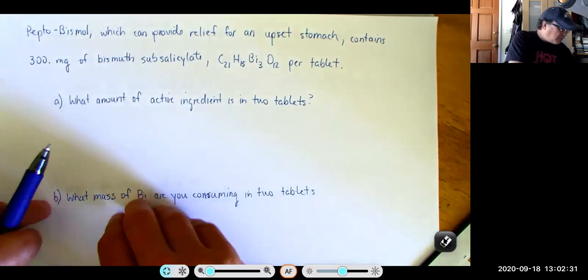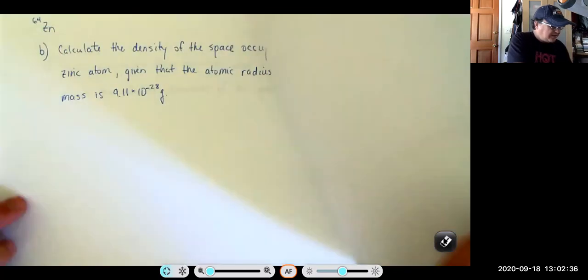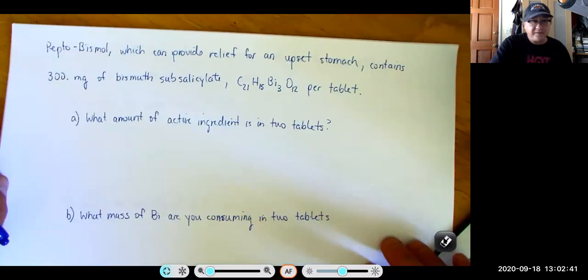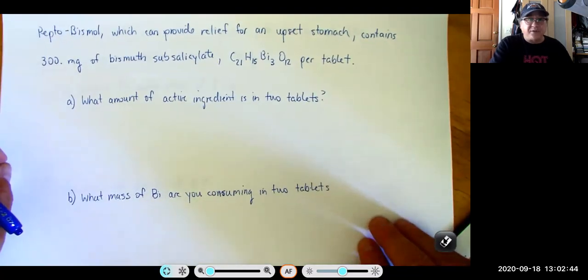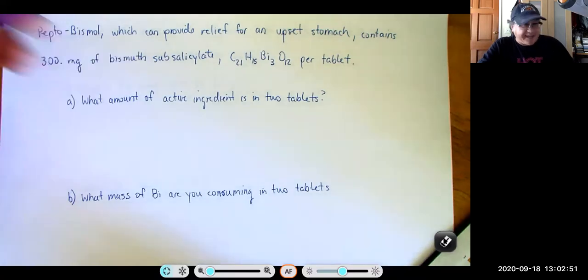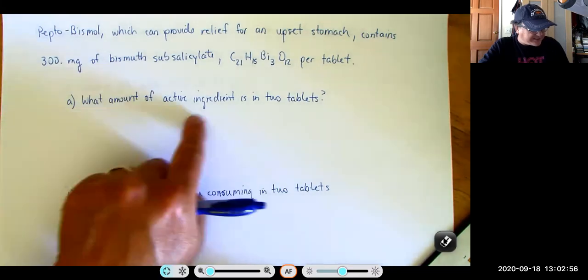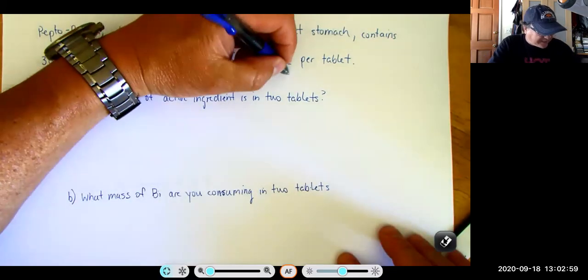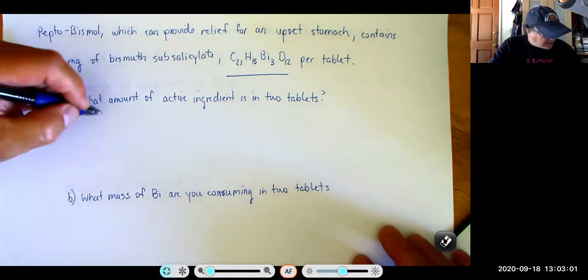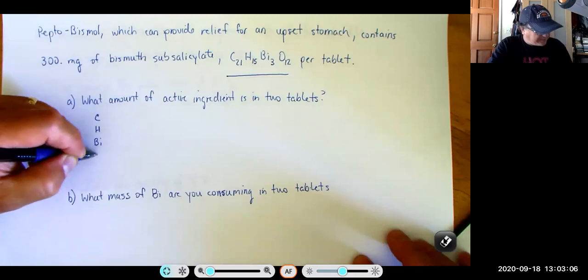I have lots more of these to do. Let's do this one here. Pepto-Bismol, which can provide relief for an upset stomach, contains 300 milligrams of bismuth subsalicylate per tablet. What amount of active ingredient is in the tablet? So this is the active ingredient. So we're going to do carbon, hydrogen, bismuth, oxygen.